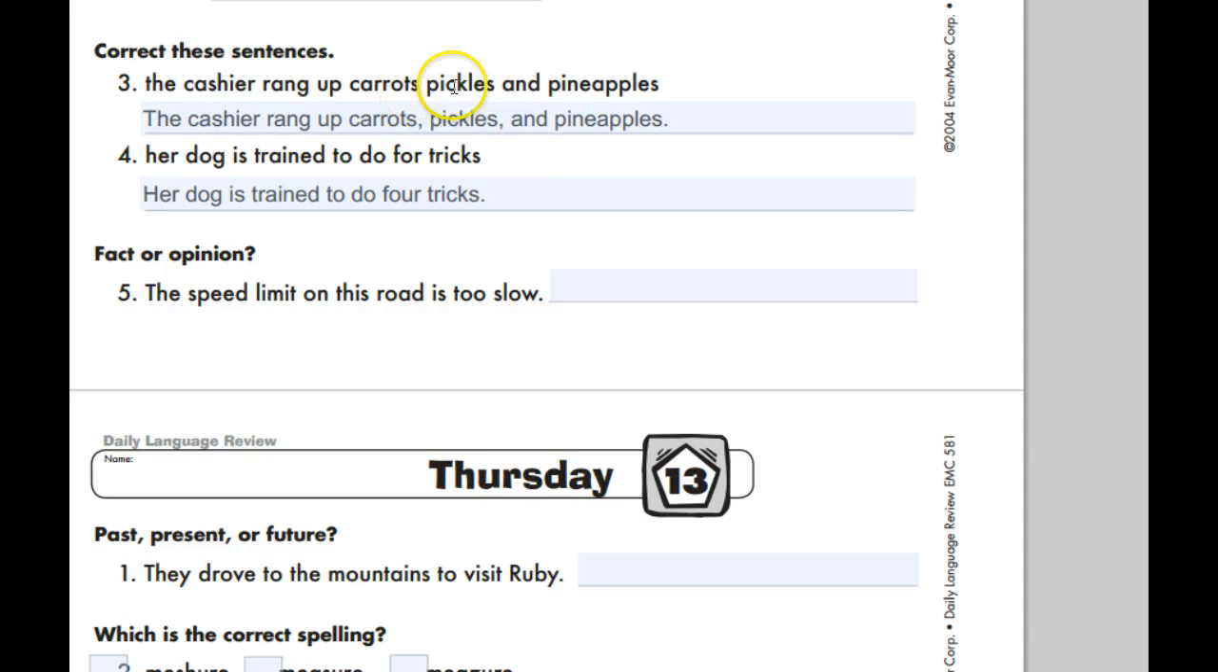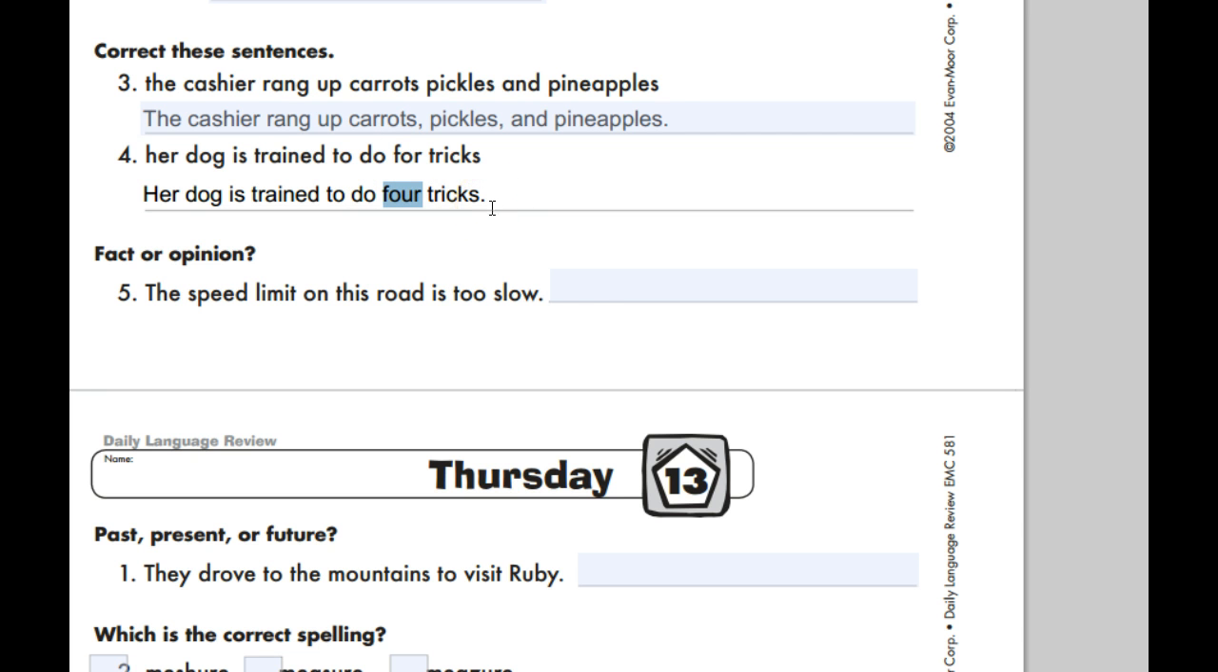All right, correct these sentences. The cashier rang up carrots, pickles, and pineapples. So this should have a little alarm going off because you have three things in a row that are in a list. So we know we need commas. So capital T, beginning of the sentence, cashier rang up carrots, comma, pickles, comma, and pineapples, period. Her dog is trained to do 4 tricks. Now this should strike you as not being correct. Okay, we need a capital H for her. Dog is trained to do. This is how you spell the number 4. So hopefully you have F-O-U-R, and that is a statement, and so we need a period.